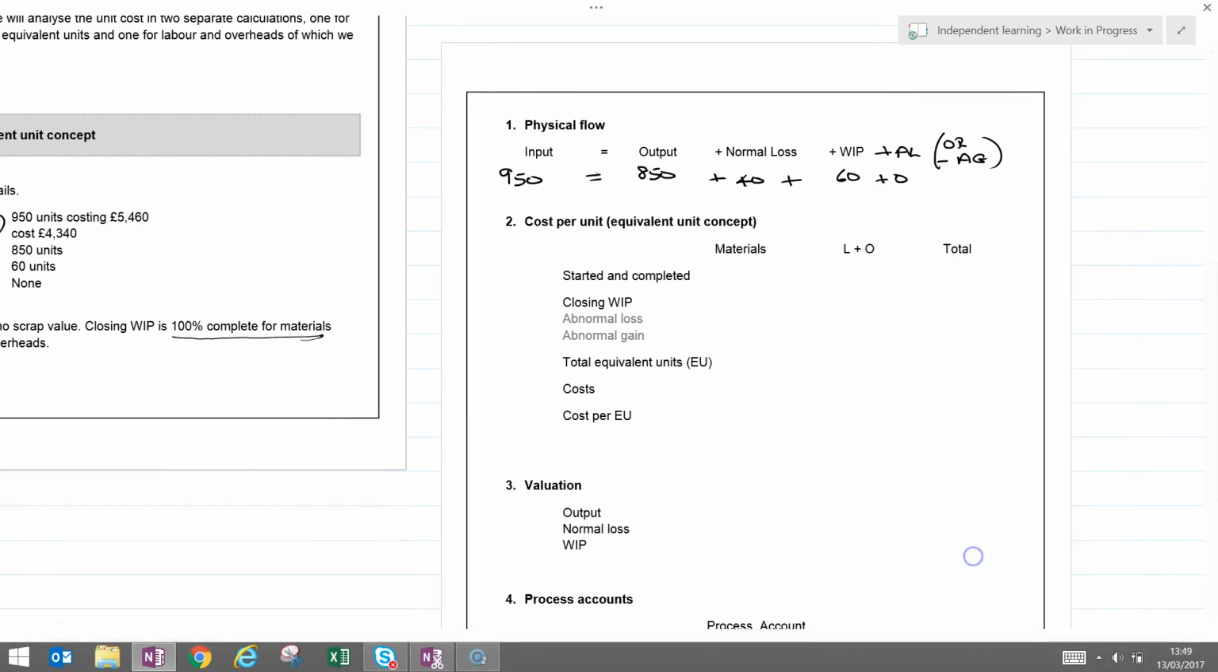So this is our step 2. Now you'll notice we have 2 columns, one for material and one for labour and overheads. This is because our work in progress has different degrees of completeness for material and labour and overheads. The first thing that we put in is how many units we've both started and completed in the period? Well, we know from our physical flow that we have 850 units of output, so they're complete. So they were started and they were finished. So they're complete in terms of the material that was being used, and they're complete in terms of the labour and overheads.